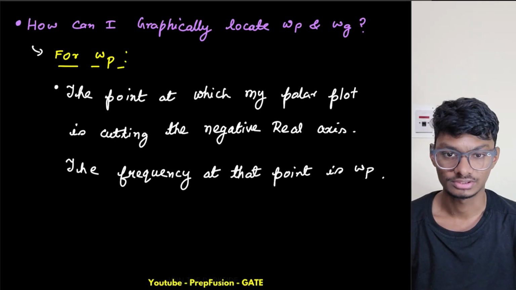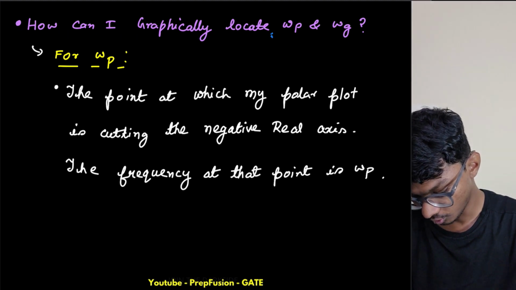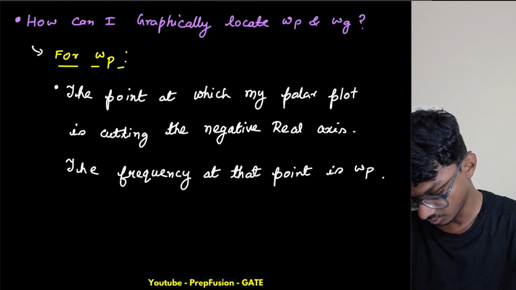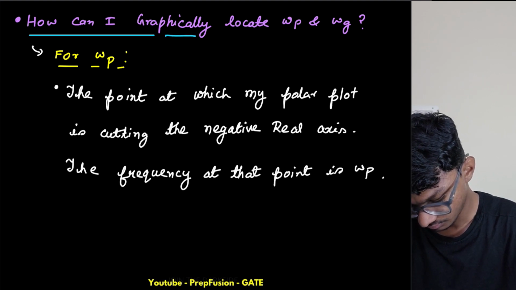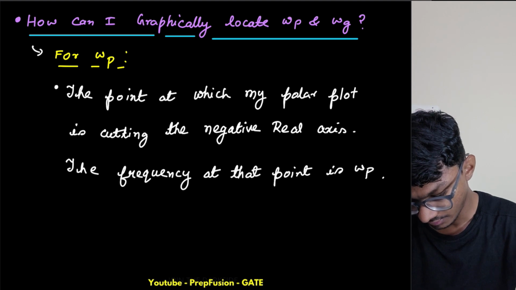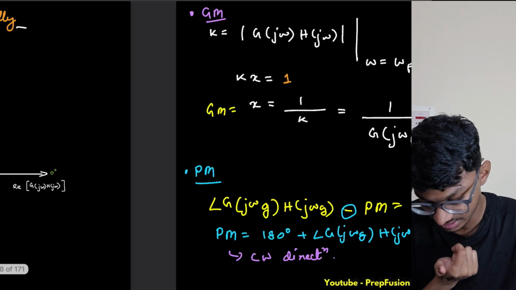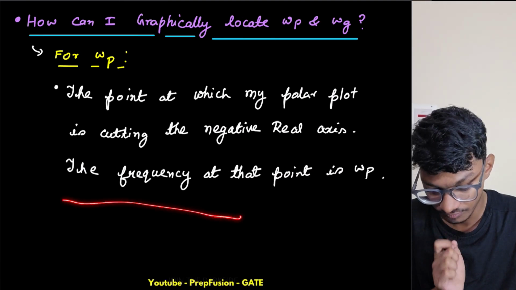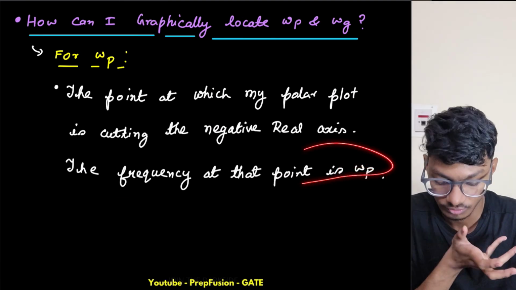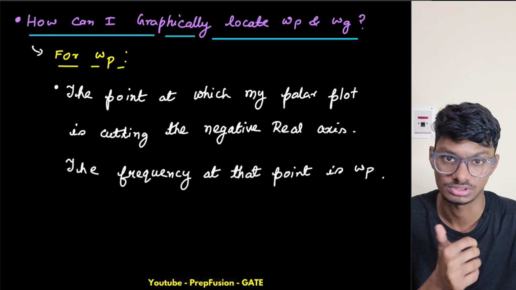Okay, I have written it down, all the points basically. So how can I graphically locate my omega g and omega p? Let me quickly give you a recap of what I told you a few minutes ago. For omega p, the point at which my polar plot is cutting the negative real axis, the frequency at that point will be omega p, the phase crossover frequency, the frequency at which my phase is minus 180 degrees.